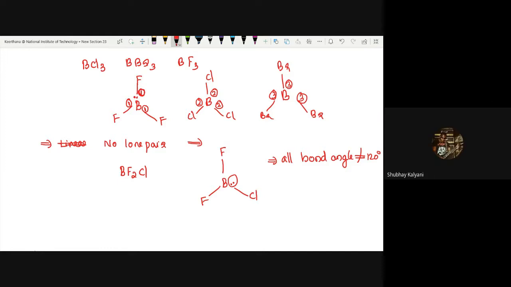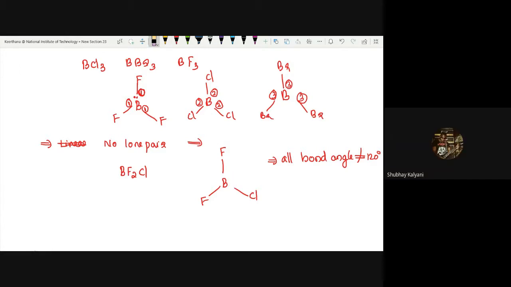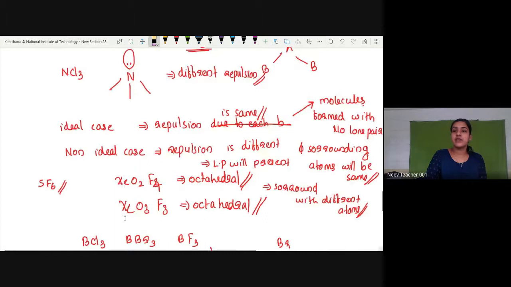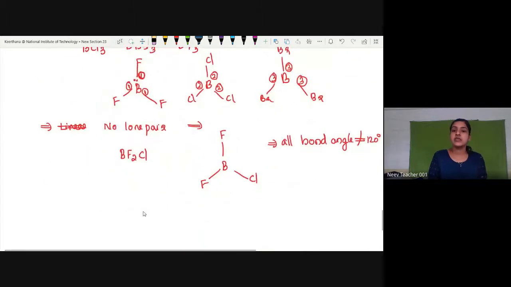Are we assuming that there is a lone pair or there is no lone pair? No lone pair, but their repulsion is different. Yes, ma'am, I got that. The ideal case will be no lone pair and the surrounding atoms would be the same. Since here there is no lone pair, but the surrounding atoms are different.